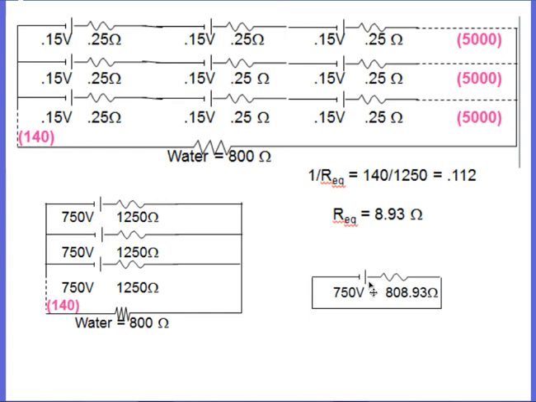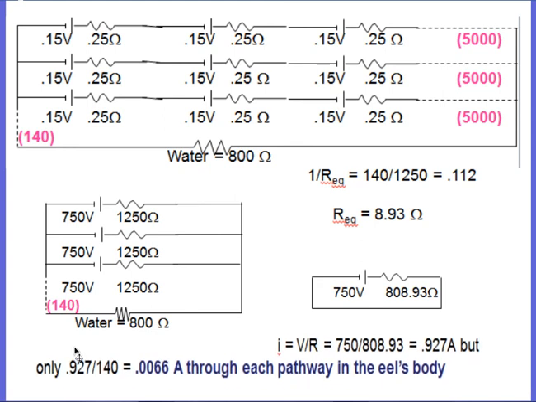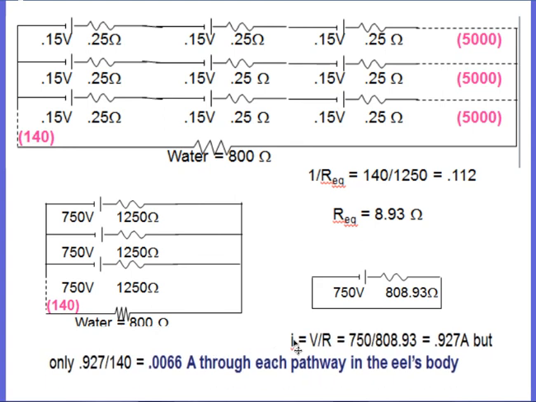And if we then go back to our circuit, we have a potential difference of 750 volts, and together with the 800 in the water and the 9 of the eel, we have this resistance. And you look at that and you can see that the current that's going to flow is going to be the voltage divided by the resistance, almost 1 amp, but that's an equivalent of 1 amp flowing here. Through each of those 140 pathways, there's only going to be about 7/1000ths of an amp.